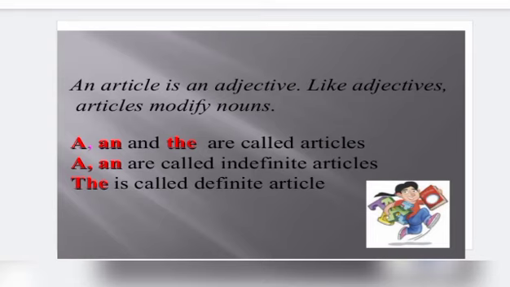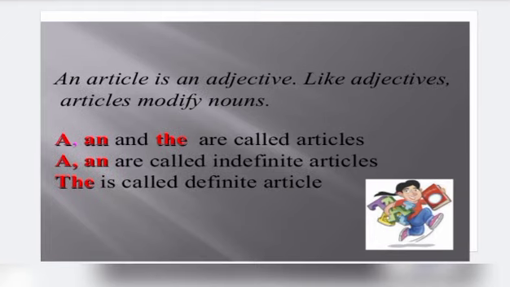An article is an adjective. Like adjectives, articles modify nouns. A, an and the are called articles. A, an are called indefinite articles. The is called the definite article.